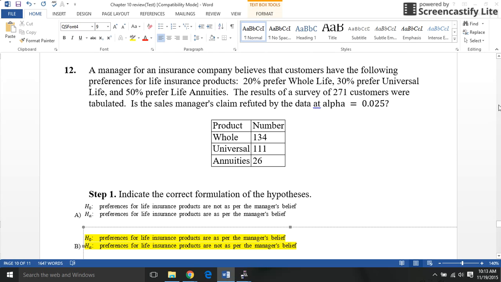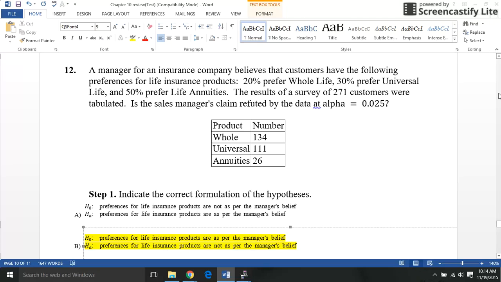Hi, we're going to go ahead and start, and I'm going to go into chi-squared of not equal proportion. So a manager for an insurance company believes that the customers have the following preferences for life insurance products. 20% prefer whole life, 30% prefer universal life, and 50% want life annuities. The result of the survey is 271 customers were tabulated. Is the sales manager's claim refuted by the data at the alpha of 0.025?